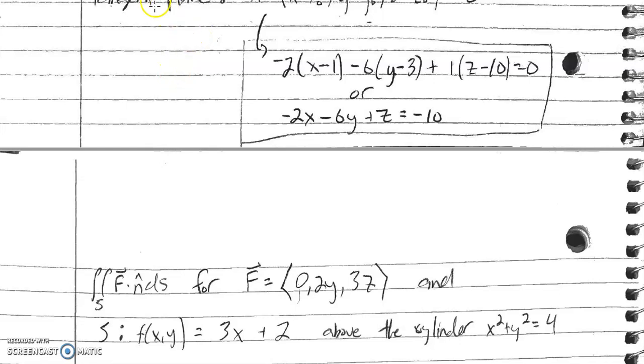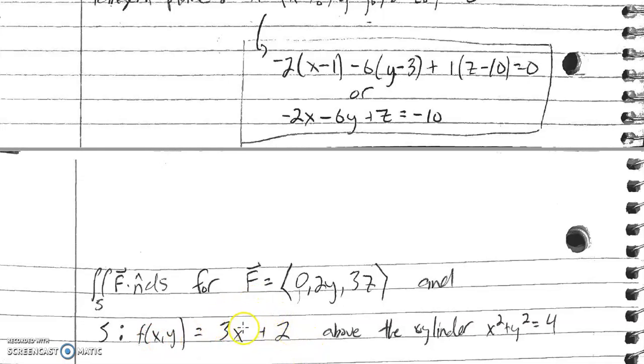Okay, so we're going to do one board work type problem here. After you watched that part of the lecture on how to calculate this surface integral over S of f dotted with n hat dS, I want you to calculate that for this force, right? 0, comma 2y, comma 3z. And I want you to do the surface, f of xy equals 3x plus 2.